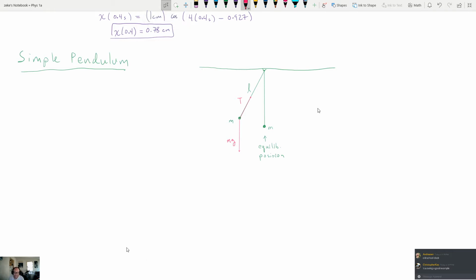And what we're going to do in this case is break these up into components, and our components are going to be such that we make an axis that continues the direction that the string is pointing. We're going to call this the radial direction. And then the tangential direction will be the other direction that we care about here. So the other direction is going to be perpendicular to this, pointing like that. That's going to be the tangential direction.